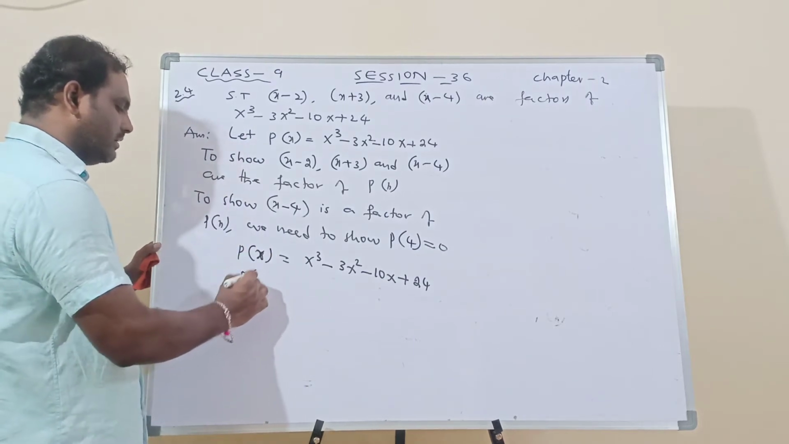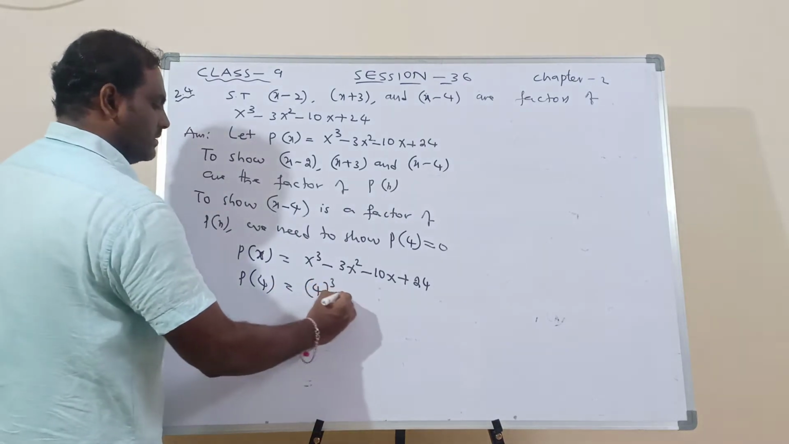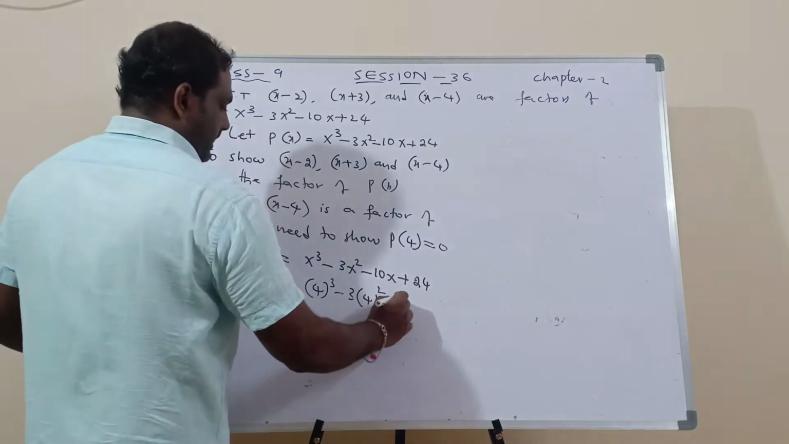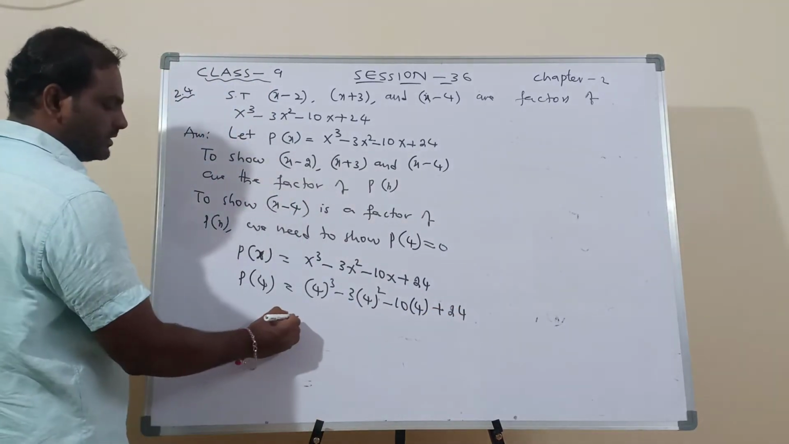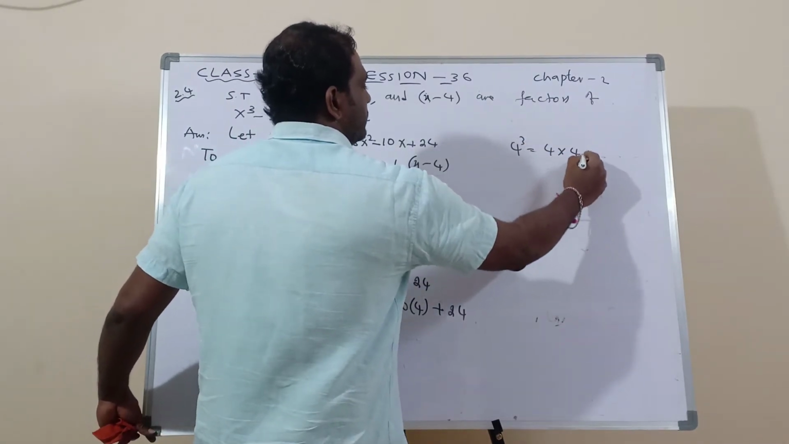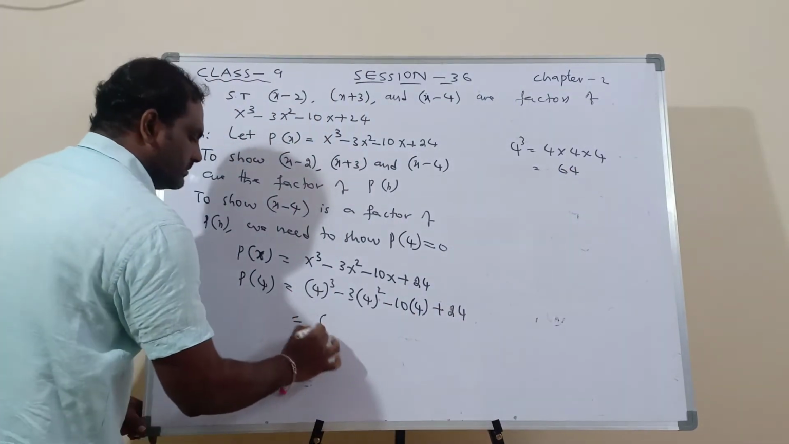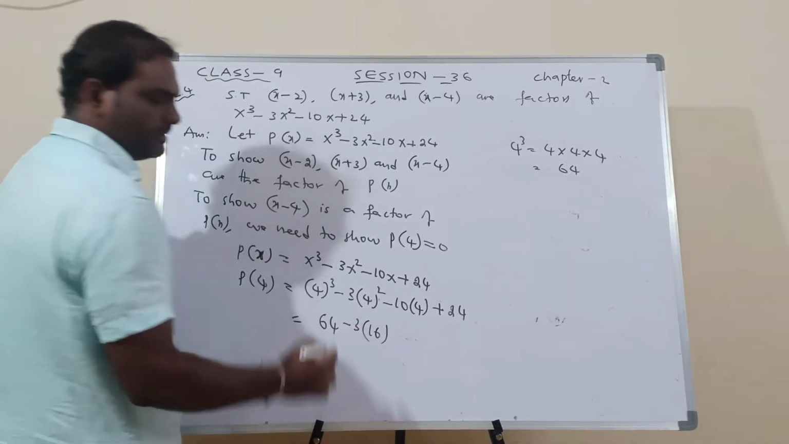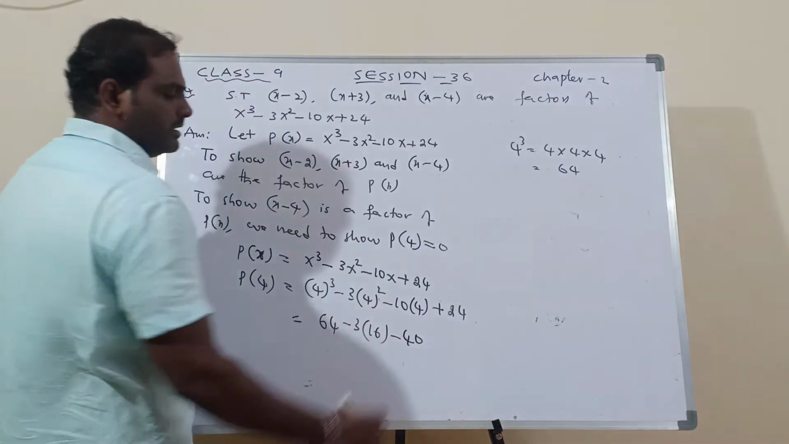And then what do I have to find out? P of 4. How much? 4 cube minus 3 into 4 square minus 10 into 4 plus 24. What is 4 cube? 4 cube is nothing but 4 into 4 into 4. 4 4s are 16, 16 4s are 64. Minus 3 into 4 square, 4 squared is 16. Minus 10 into 4 is 40, plus 24.